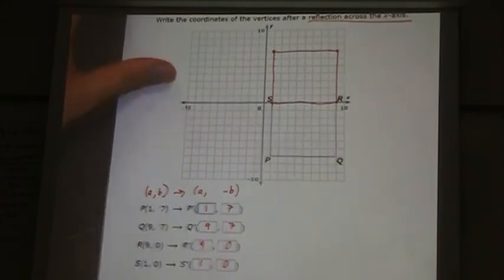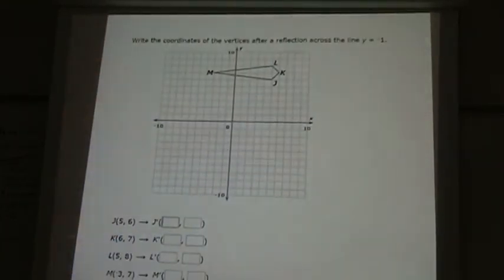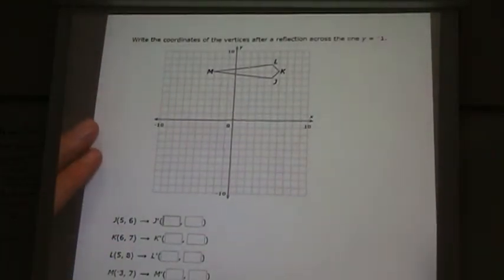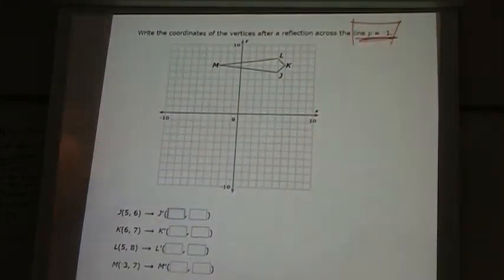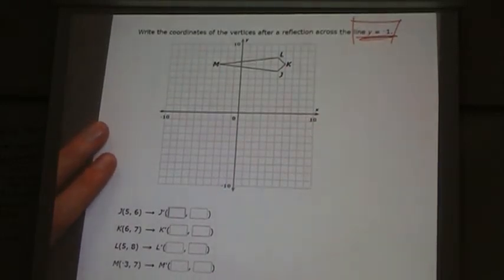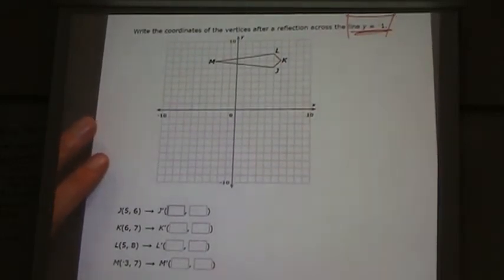Now, one problem you might see, and these ones I tried to exclude from your assignment because they're very different and they're tricky on a computer screen, because in my opinion you need a piece of paper. The reason you need a piece of paper is because the line of reflection is not on an axis, so we don't have a fun rule. Okay? If you do see one of these, this is how you do it.